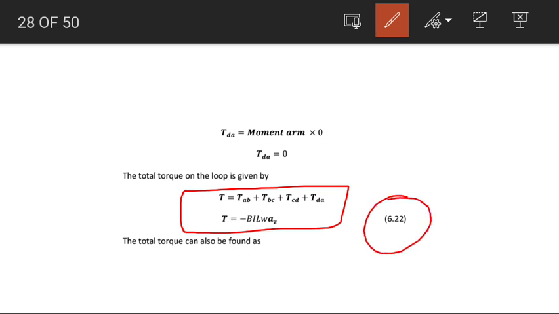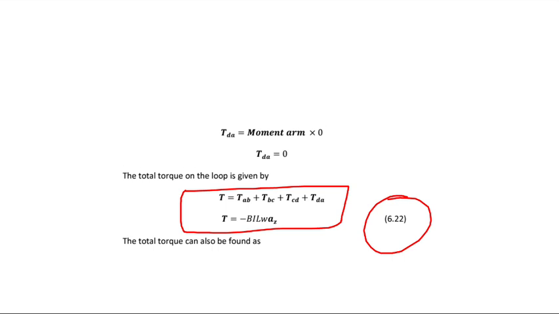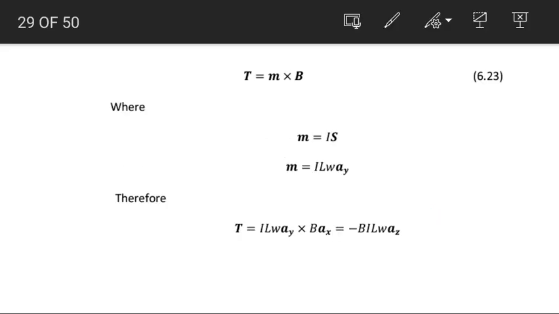So we can use equation number 6.22 to calculate the total torque on the loop. We can calculate the total torque on the loop with the help of this particular equation as well. We have M cross B in this equation. What is M? M is basically equal to IS.